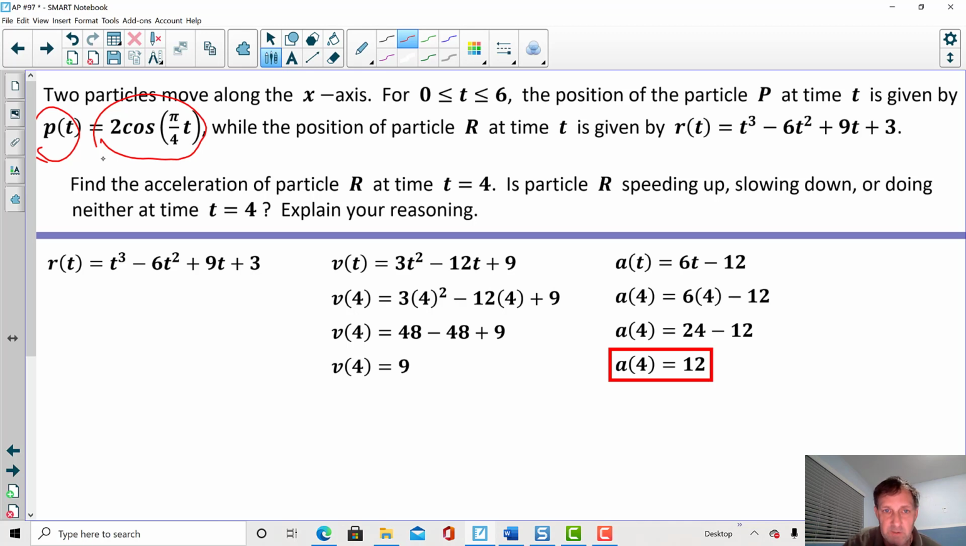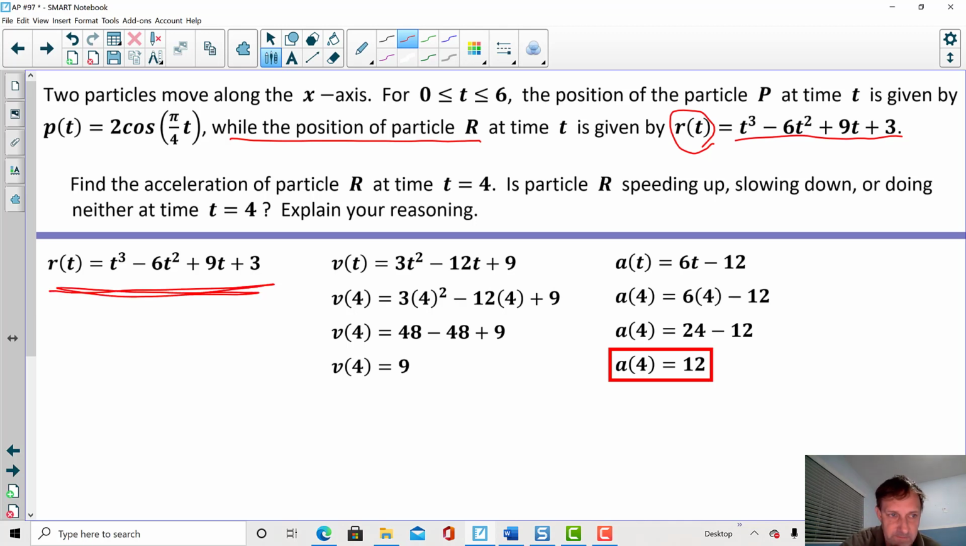If you were to read the question, it asks about particle r, but we also have the position function for particle r. It's listed right here. It says r of t is equal to t to the third minus 6t squared plus 9t plus 3. So I've got that listed here. This is the position function.